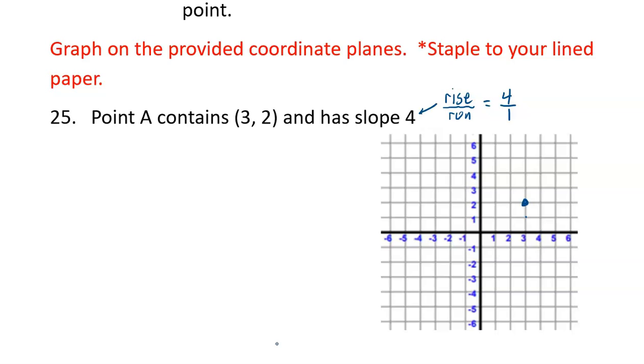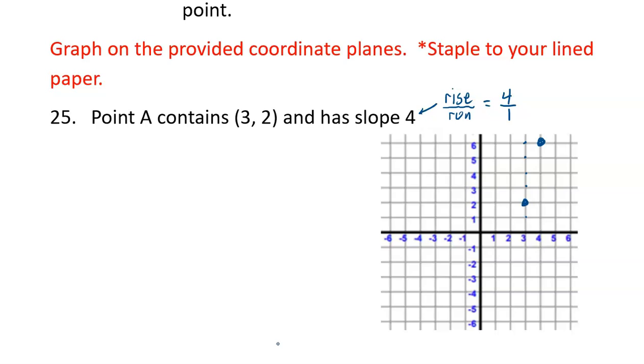From the dot that we already found, rise 4 squares. 1, 2, 3, 4. Now run 1 square to the right. Boom. Here is another dot on the line. Take a straight edge and draw through the two dots.